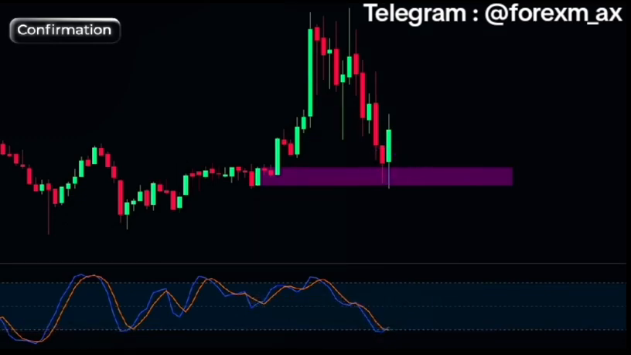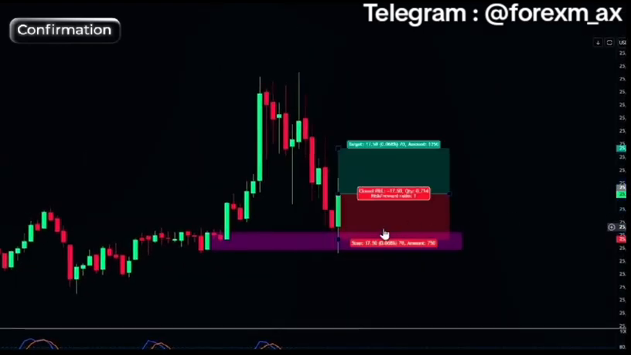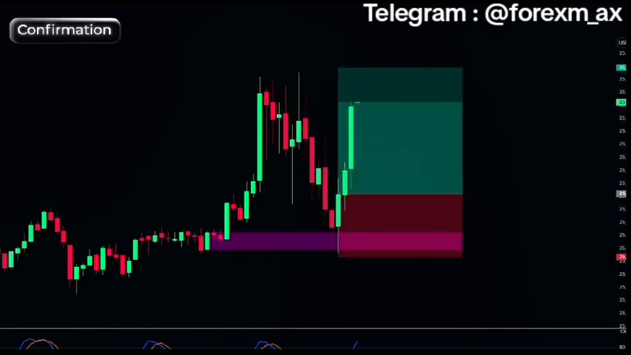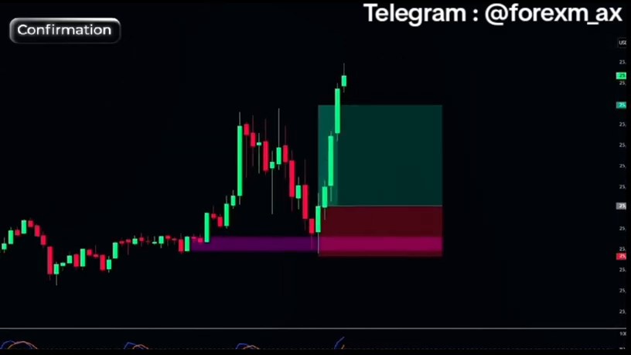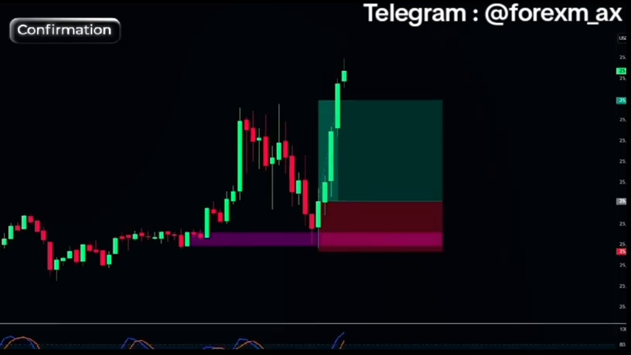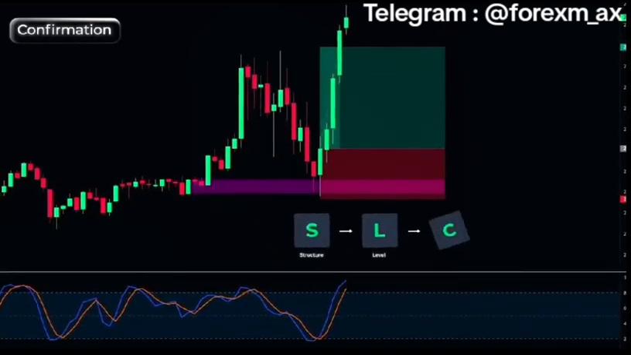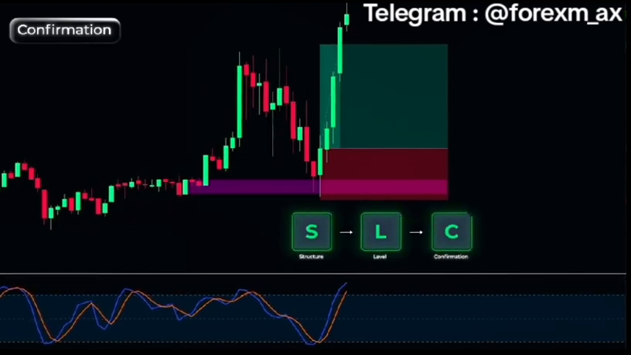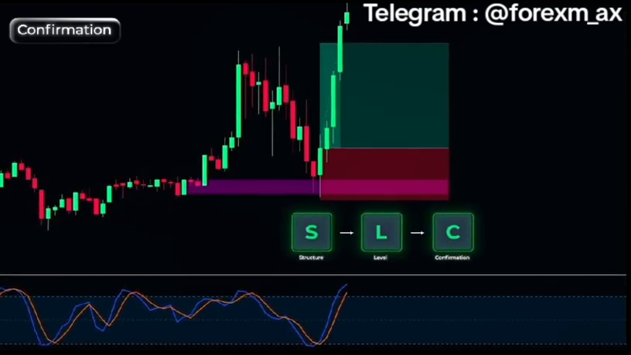And once everything is aligned, we open a long position. The stop loss goes slightly below the demand level, and we can set a take profit target of 2R. And in this example, price moved up and hit our take profit level perfectly. So you can see just how powerful the SLC trading system is. All you have to do is follow a simple trading framework, and it can completely change the way you approach the market.